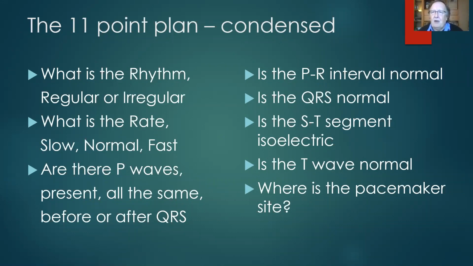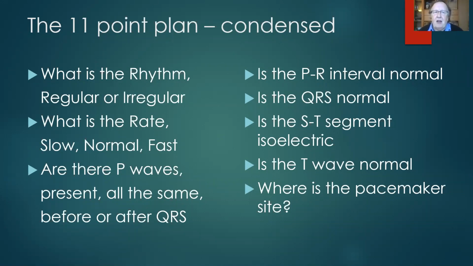Are all the P waves the same? Now, if the P waves are different, this is because the impulse or foci is coming from a different place. And later on, we can look at the fact that in atrial fibrillation, they're all over the place. So we'll look at that later.